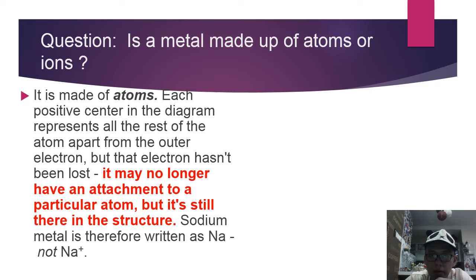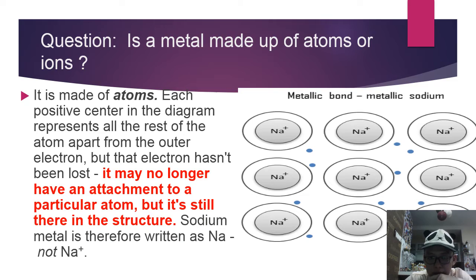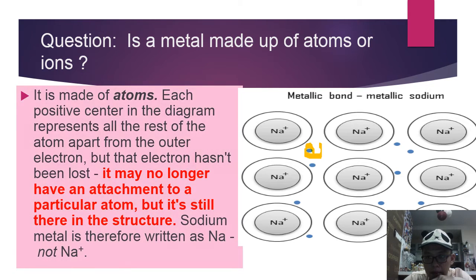The question asks, is matter made up of atoms or ions? The answer is atoms. As you can see, even though the electrons can move around from the atoms, some atoms may not have any electrons at that moment, but it doesn't mean they don't have the electrons, because they're still there in the structure. So we cannot say the matter is ions, but it is made up of atoms.